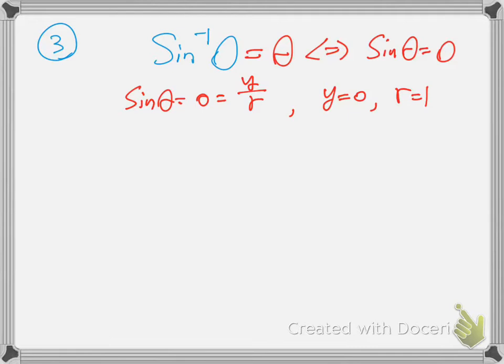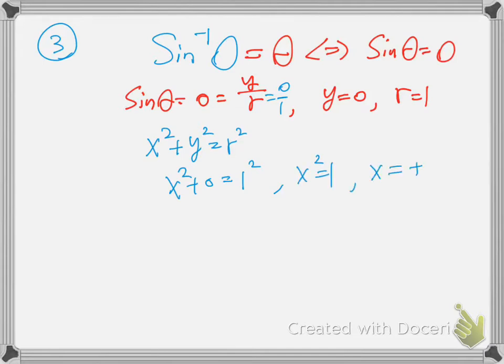So here 0 is 0 over 1, so y is 0, r is 1. And then we use the Pythagorean theorem to solve for x. So x squared plus 0 is 1, so x squared is 1. X is positive or negative 1. So again, we get two points, P1 and P2. P1 is 1, 0. P2 is negative 1, 0.